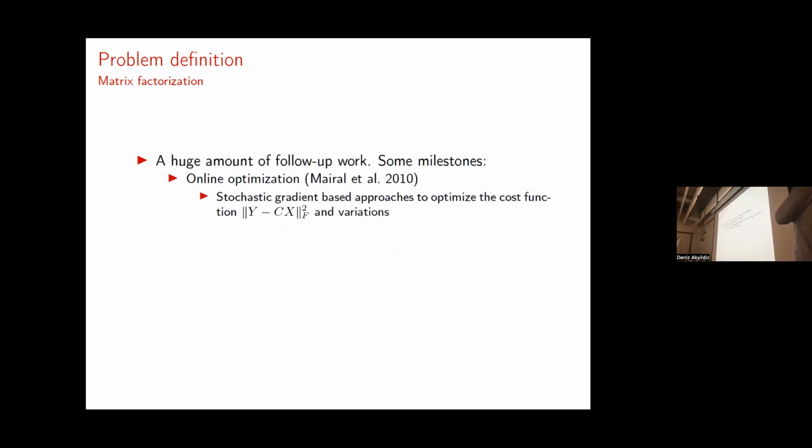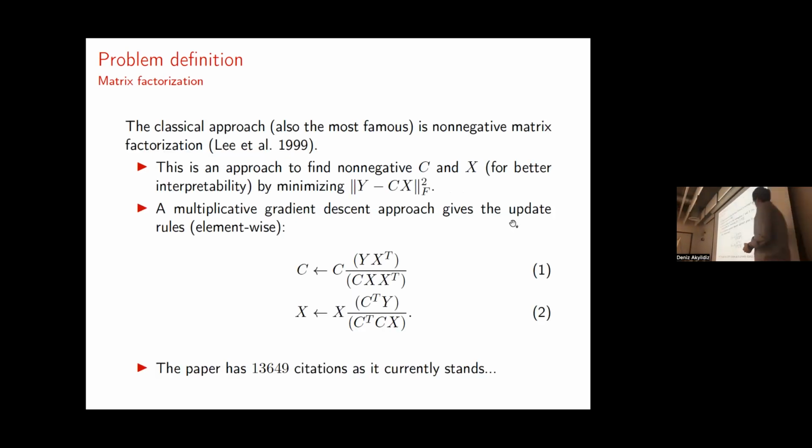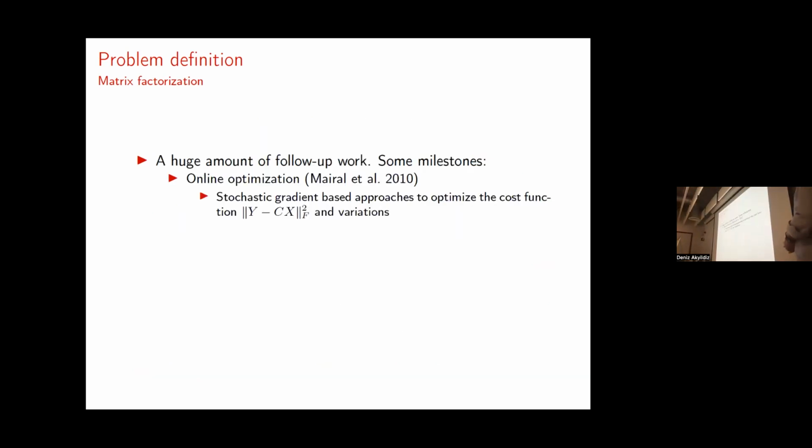Some milestones are basically, this is Francis Bach and Julien Mairal. They did this online optimization version. Obviously the original paper was assuming that you store your data set and you use it for every update of C and X, which is kind of costly. It actually took a long time for someone to develop this. People just started using stochastic gradient-based approaches, because if you can decompose this Frobenius norm as a sum over the columns, there is no difficulty. Then you can subsample and do stochastic gradient descent.